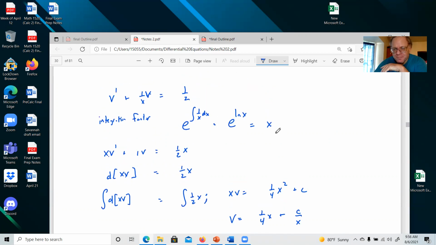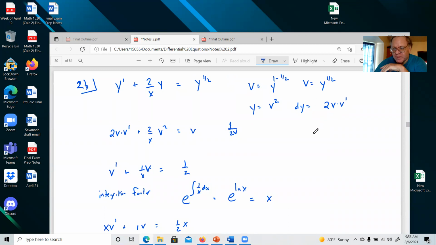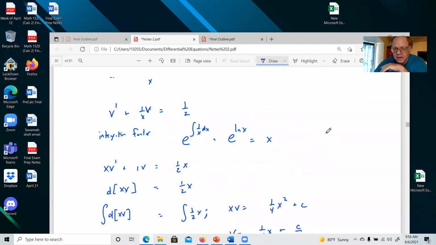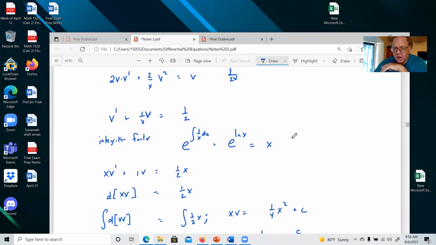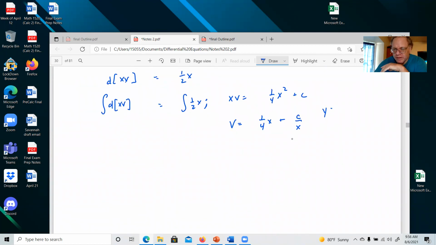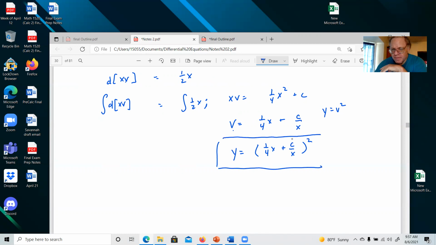What the heck is v? Well, you remember that v is equal to y to the 1/2, or y is equal to v squared. So we're going to have y is equal to v squared, where v is 1/4 x plus c over x, all squared. There you go. And I think the last one will take care of that.